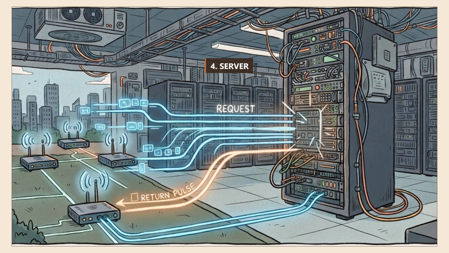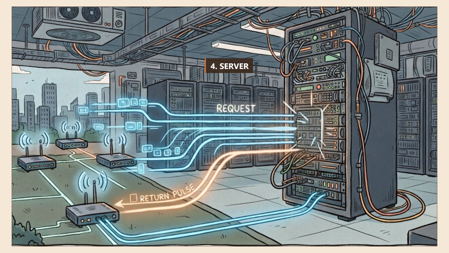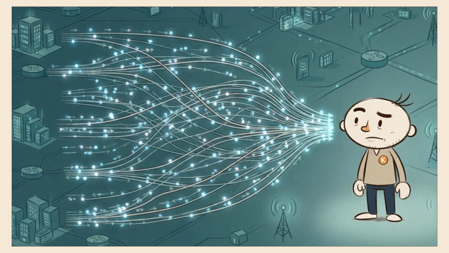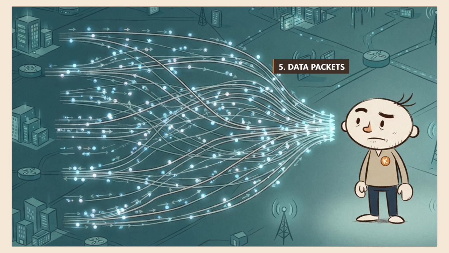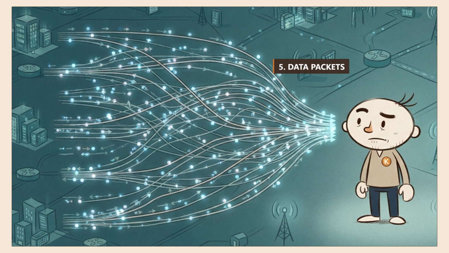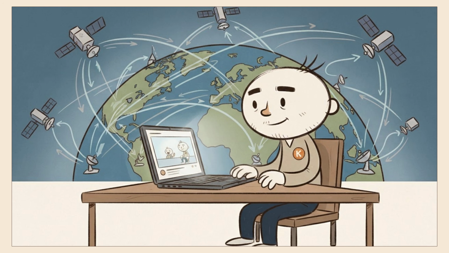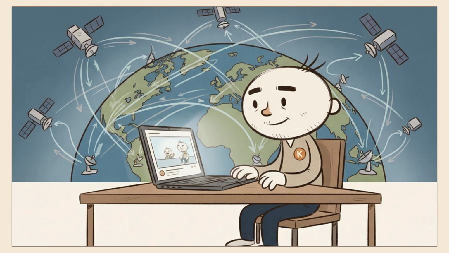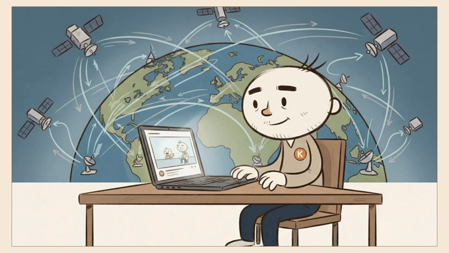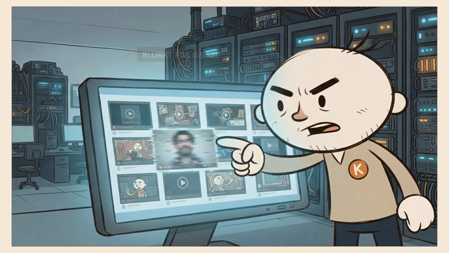Ground routers guide it from network to network until it reaches the server holding the video. The server sends data back. The return route may be different because the network chooses from the connections available. The video arrives in many small data packets. Kirac's device checks them, arranges them, and begins playback. This continues every second while satellites move and routes change. And Kirac still asks why the picture became blurry for half a second.